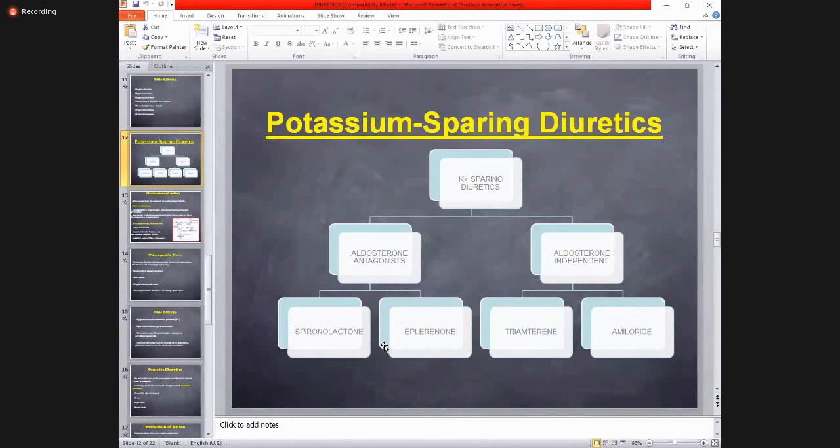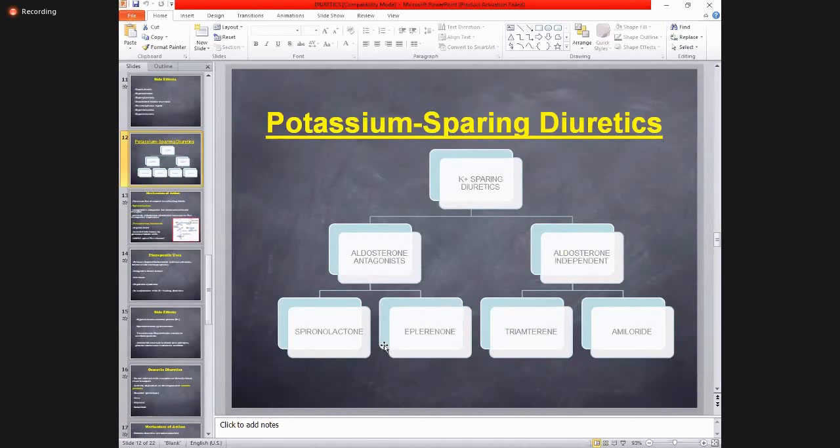Potassium-sparing diuretics can be divided into aldosterone-dependent and aldosterone-independent. Among the aldosterone antagonist diuretics, we have spironolactone and eplerenone. One problem after using spironolactone, due to its anti-androgenic activity, is gynecomastia, enlargement of the male breast. In that situation we can use eplerenone, because there is a chance of developing gynecomastia, but the chances are less compared to spironolactone, right?